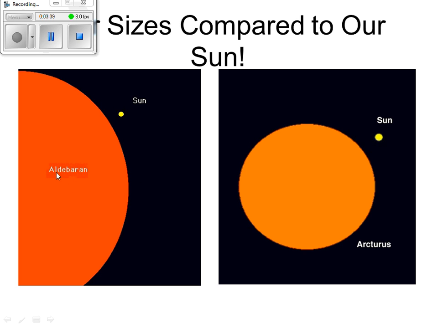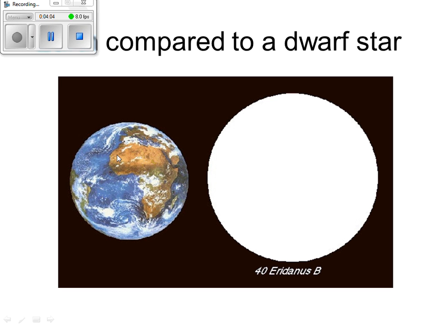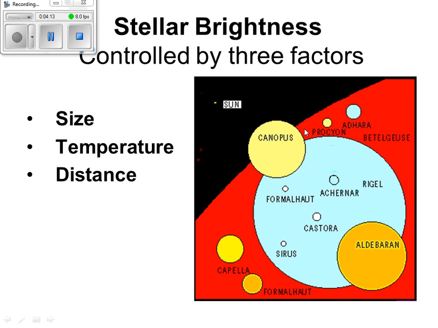This picture shows a supergiant, Aldebaran. This is the size of a supergiant star compared to the size of our sun. So many stars out in the universe are very large compared to our sun. This is Arcturus, an orange giant star. You can tell it is many, many, many times larger than our sun. Here we have Earth, and Earth is a little bit smaller than a white dwarf star. So as you can see, stars differ in size and temperature and distance from Earth.